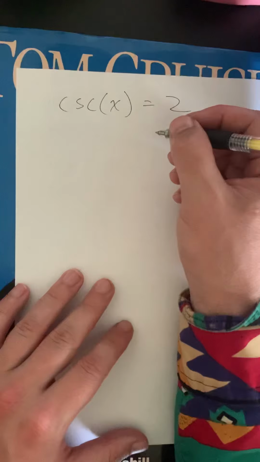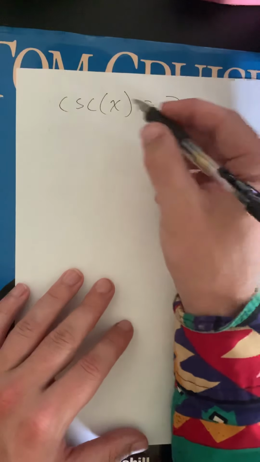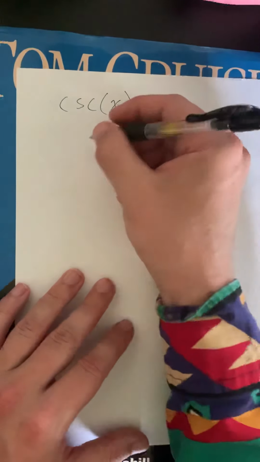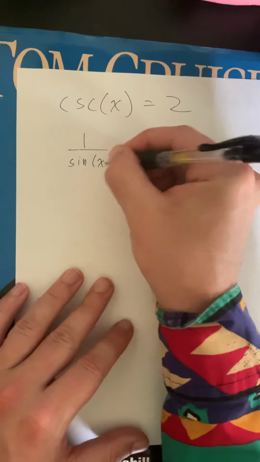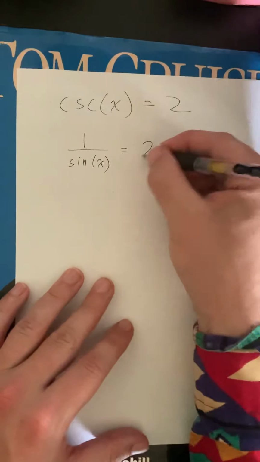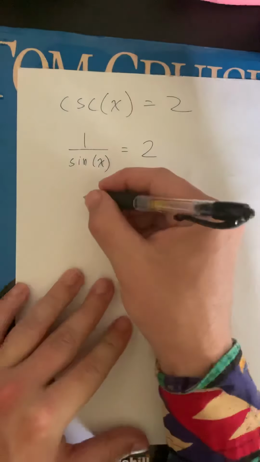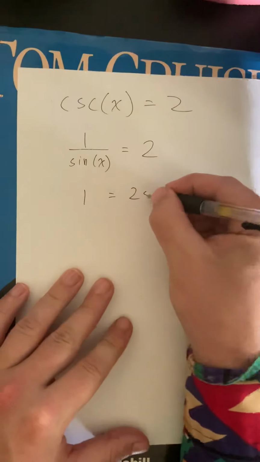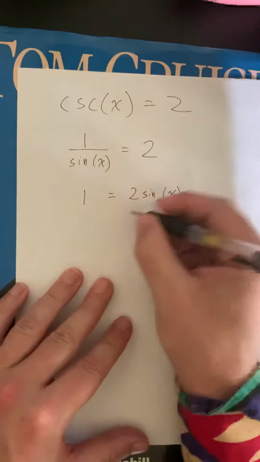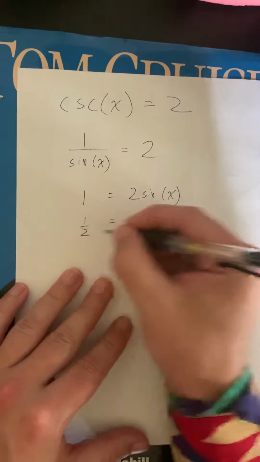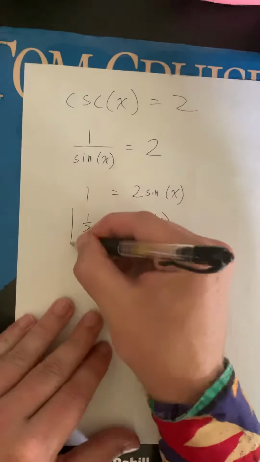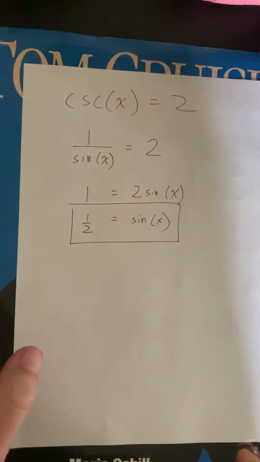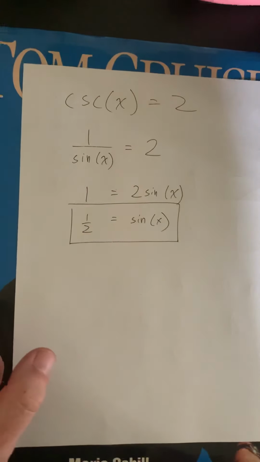Cosecant is really 1 over sine. So since cosecant is 1 over sine, we can do this the long way. I can write 1 over sine equals 2. And if you want to get sine by itself, you can multiply sine on both sides, then divide both sides by 2. And here's the real problem: sine equals 1/2. Hey, that's something we can do.